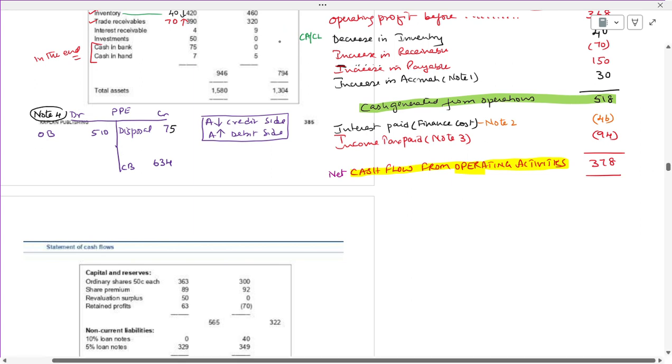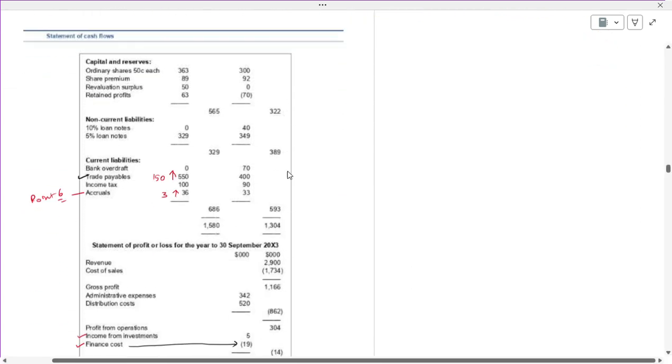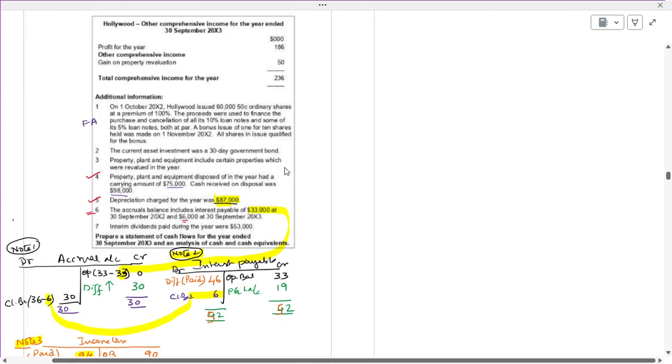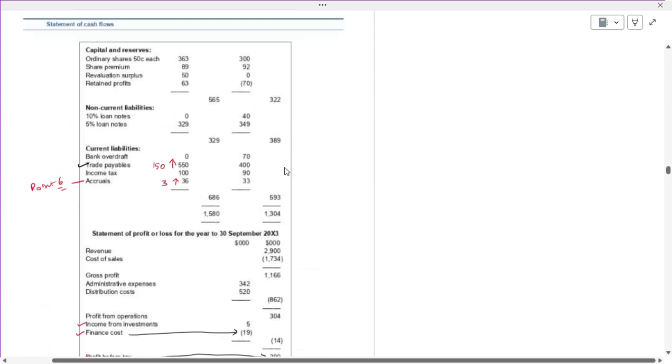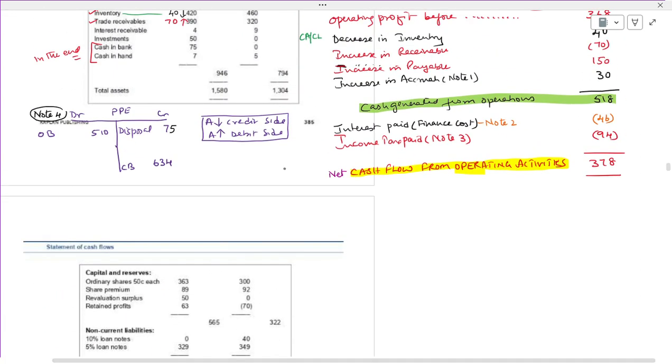Okay, next. Depreciation is how much? Point number 5. 87. By depreciation also, what will happen? The value of the asset will decrease. Depreciation 87.